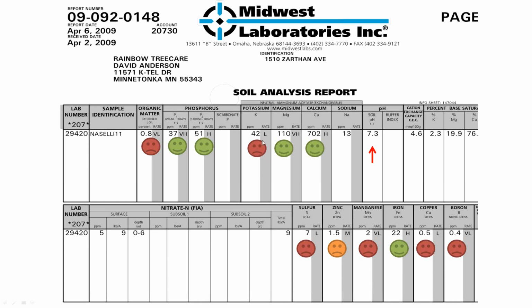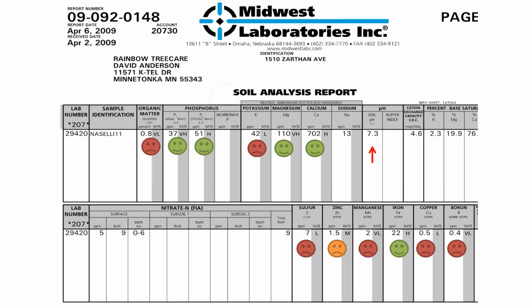So if we go on down our list again, we have potassium is low. So this would be something we want to address. Some of our microelements are low. So in this case, we want to be looking at a fertilizer blend that would have some microelements along with some potassium. Now, if we look here at soil pH, our soil pH is a little alkaline.